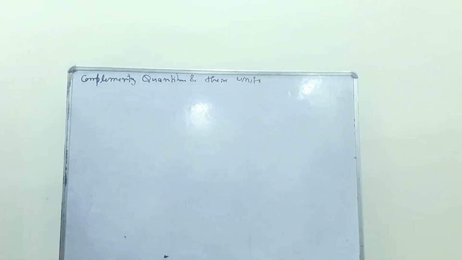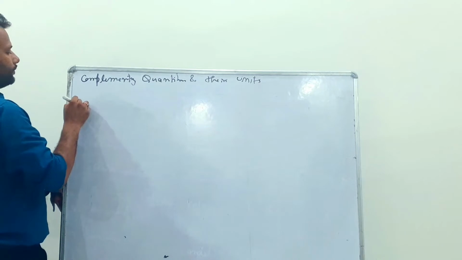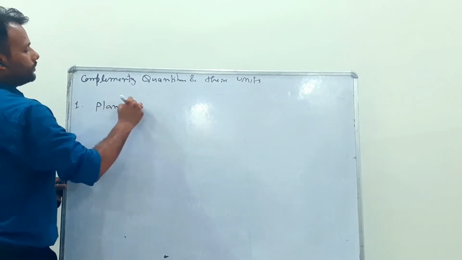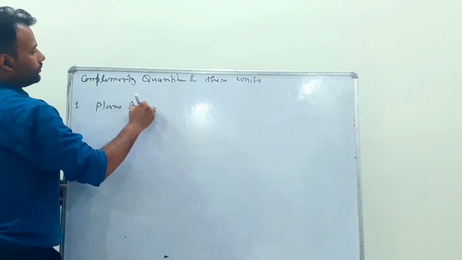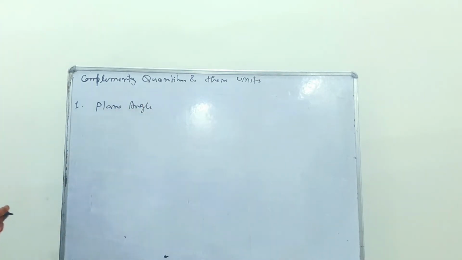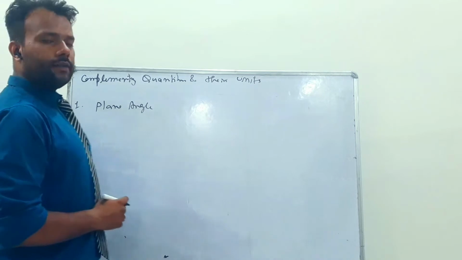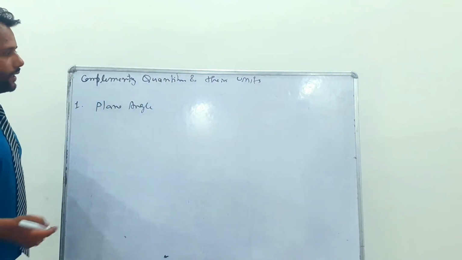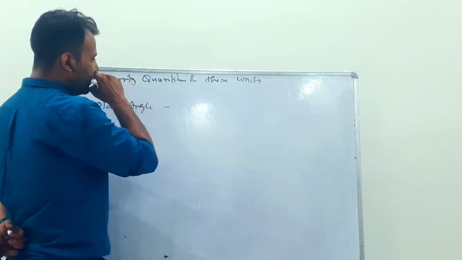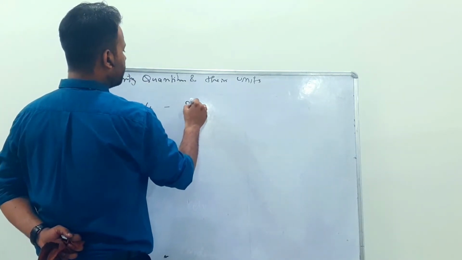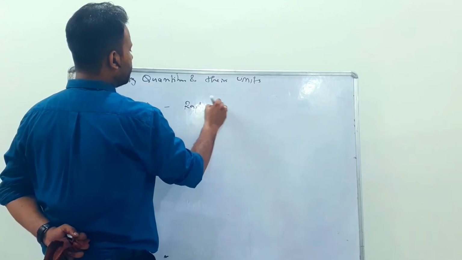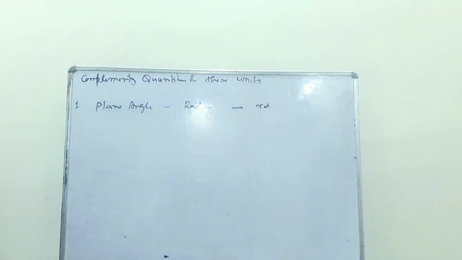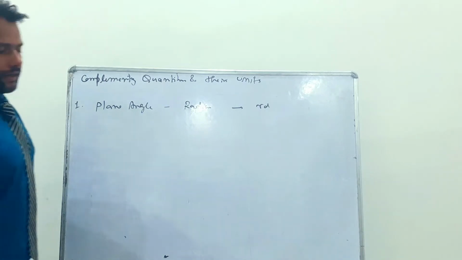Complementary quantities and their unit. So first is plane angle. Now what does it mean? First let me write the unit and symbol, then I will talk about what is plane angle. So the unit is radian, and in short we write it as RD. Now what is plane angle?